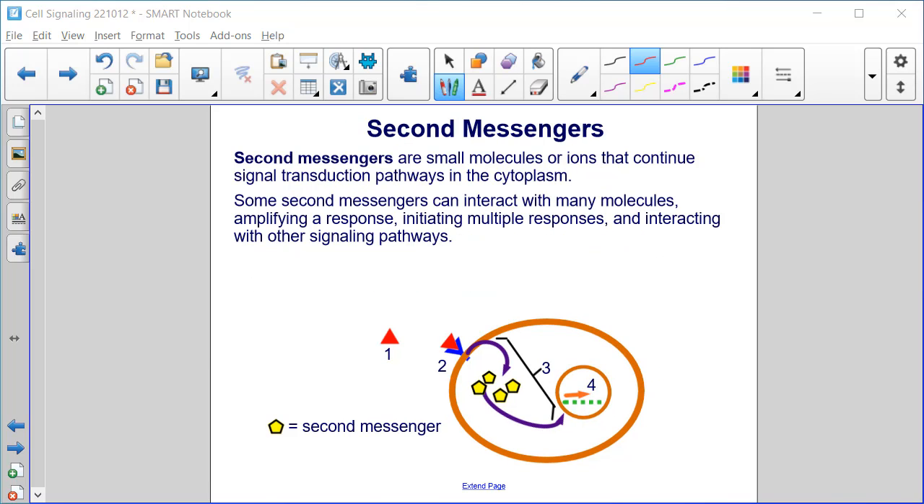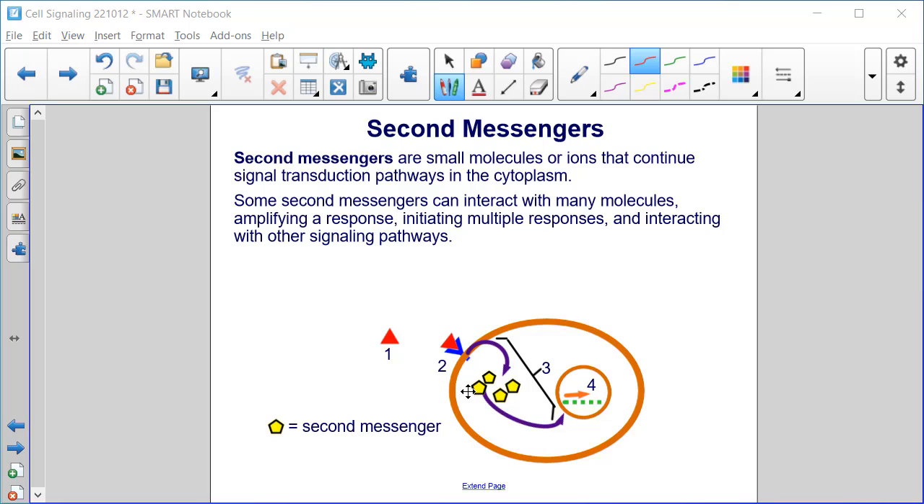Second messengers. Second messengers, which we've said before were indicated by these yellow pentagons, are small molecules or ions that continue signal transduction pathways in the cytoplasm. So remember, the receptor changes shape, and that passes the signal to these second messengers, which can then continue the pathway in the cytoplasm. Some second messengers can interact with many molecules, amplifying a response, initiating multiple responses, and interacting with other signaling pathways.